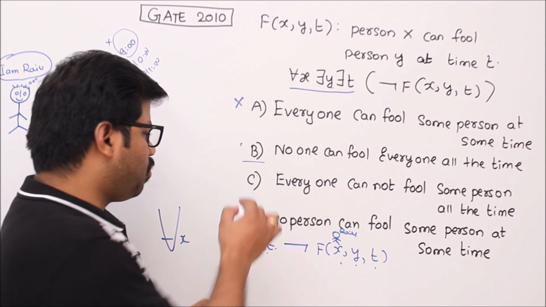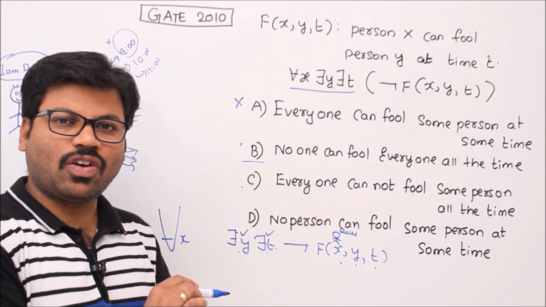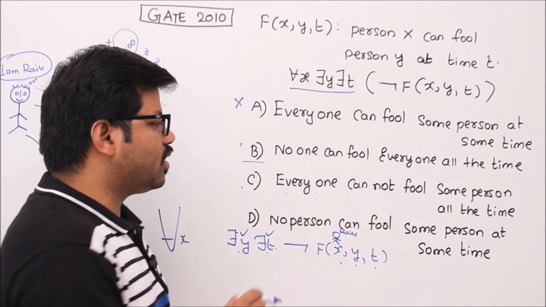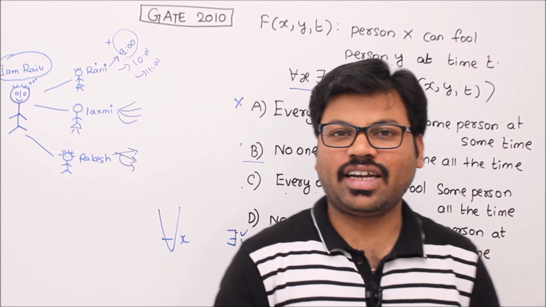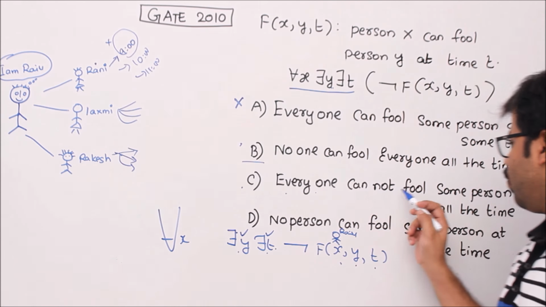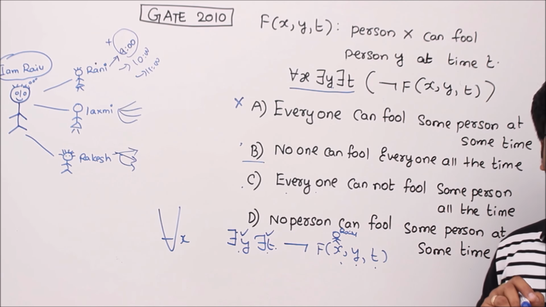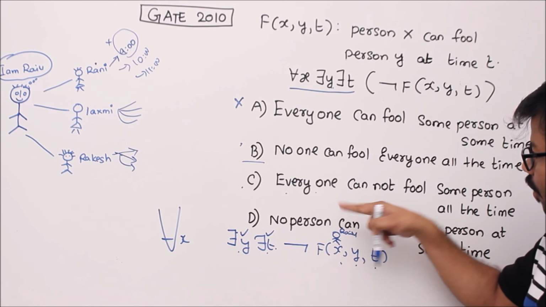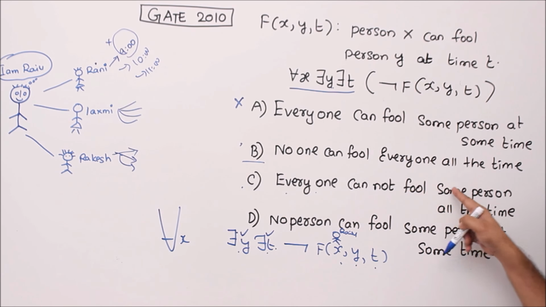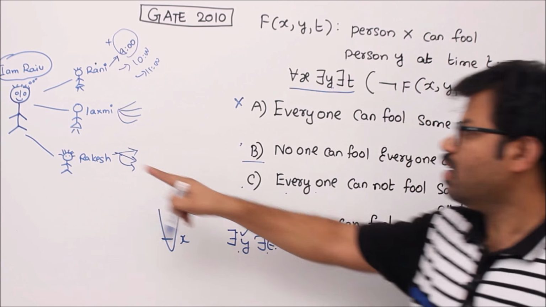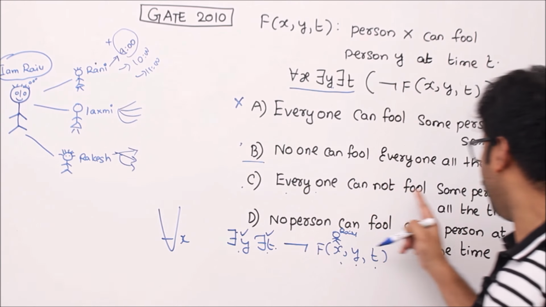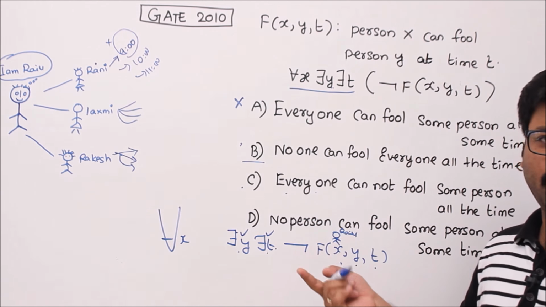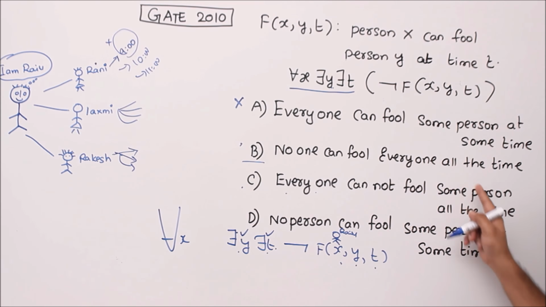Now directly go to option C. I will tell you why option C is wrong. Option C is everyone cannot fool some person all the time. Understand it? That means this statement says that everyone cannot fool some person all the time. Why? See, if really everyone cannot fool some person all the time, then Raju also should do the same thing. That means Raju cannot fool some person all the time.